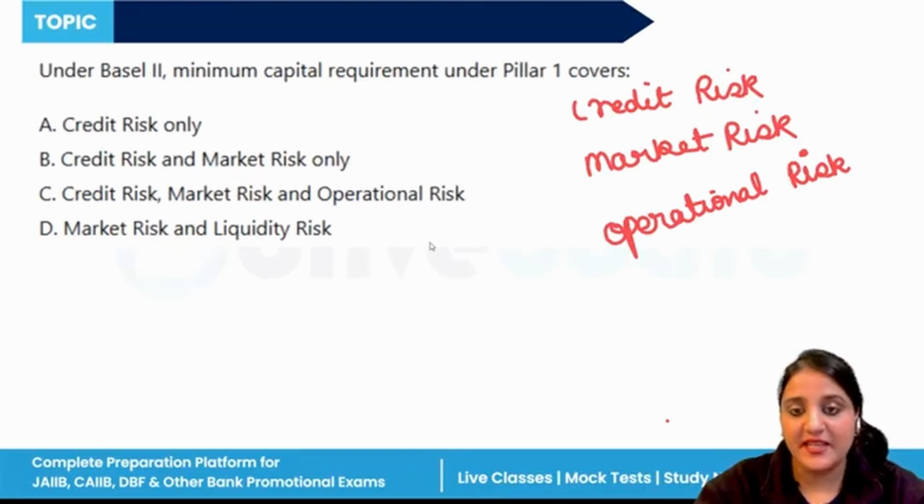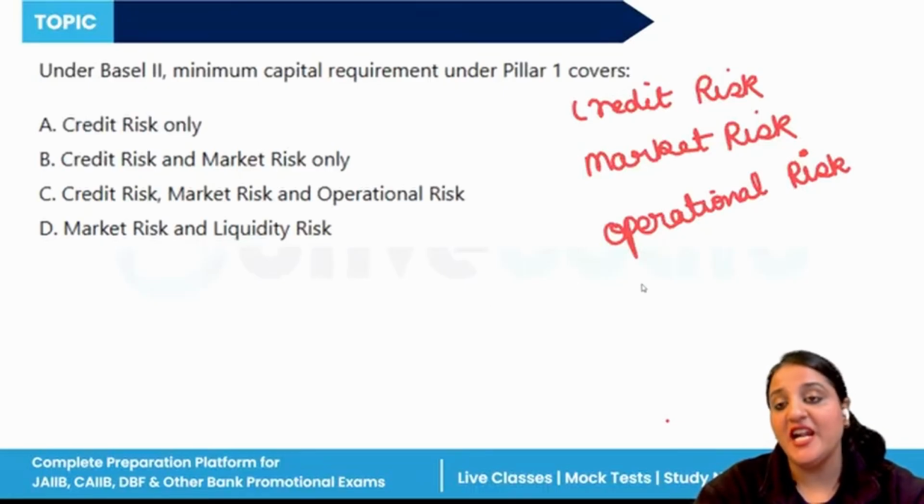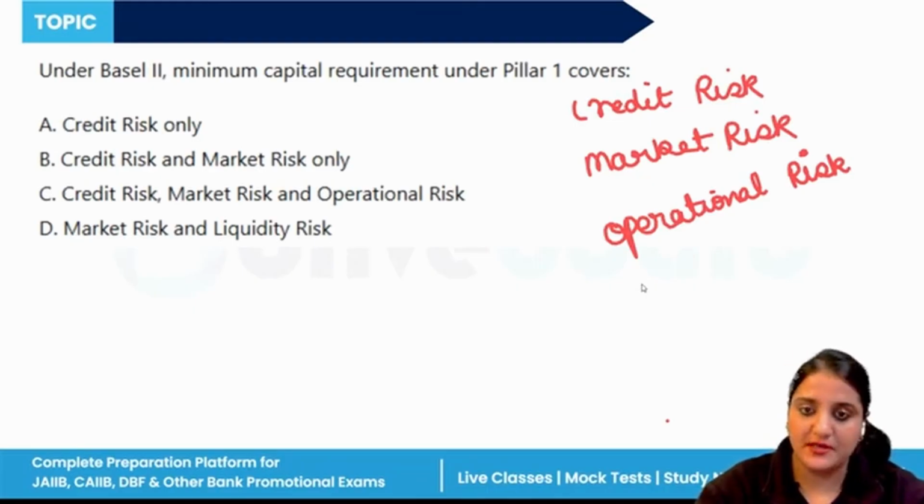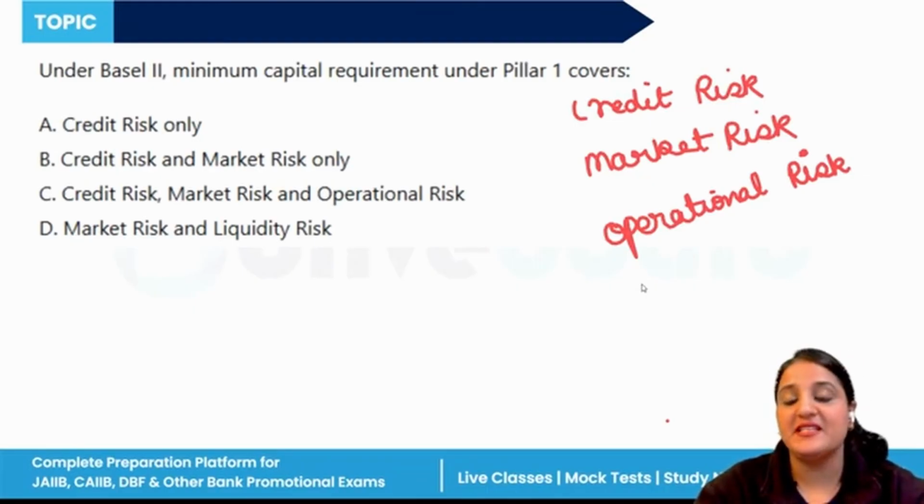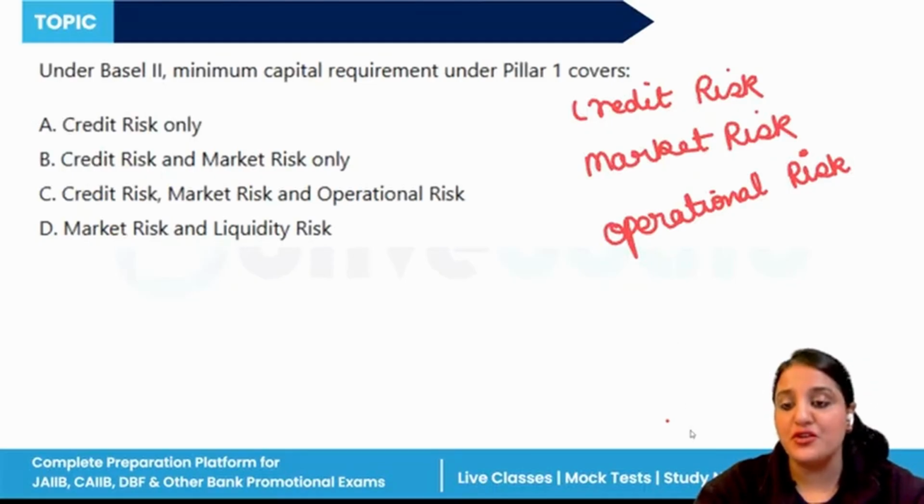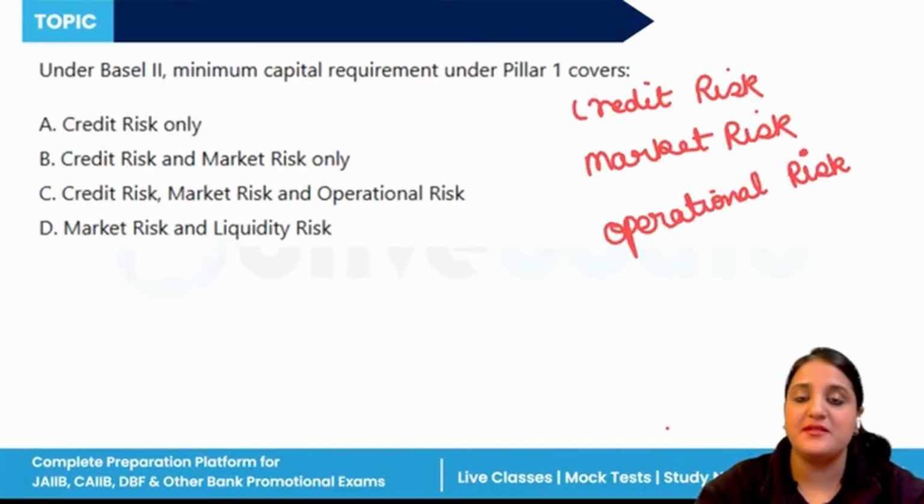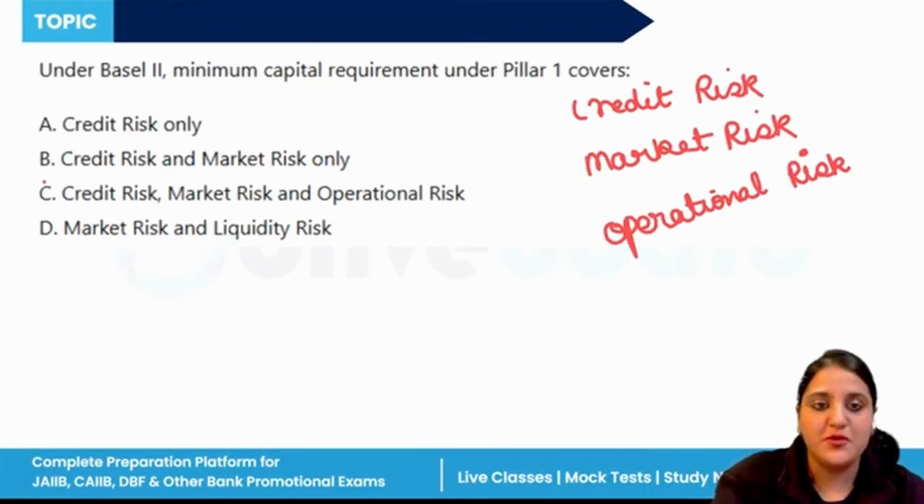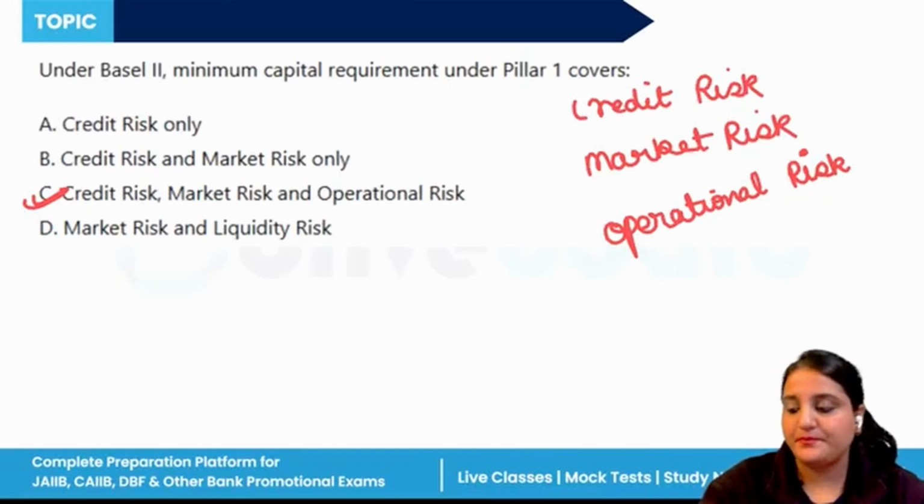So the correct answer is simple: under Basel II, minimum capital requirements under Pillar 1 cover credit risk, market risk, and operational risk. Basel II Pillar 1 explicitly includes credit risk, market risk, and operational risk. Operational risk was introduced for the very first time under Basel II. So option C is correct here.